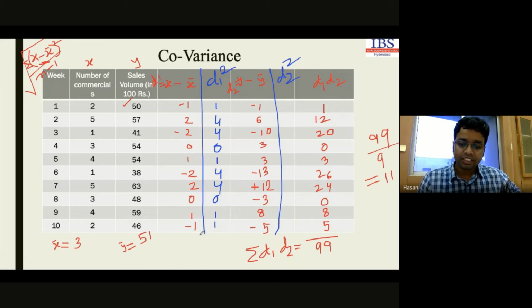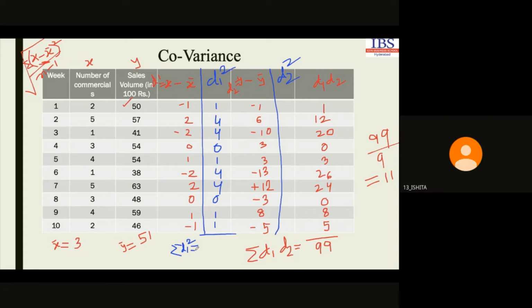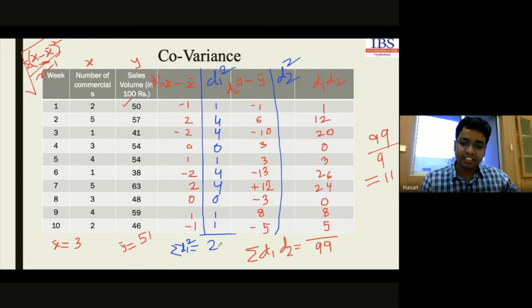Yes, sir. Next part, what do we have to do? We have to take the sum of all the things. What is the sum here? Sum of d1 squared. We have to take the sum of d1 squared. What will be the value here? 20, sir. 20. Very good.